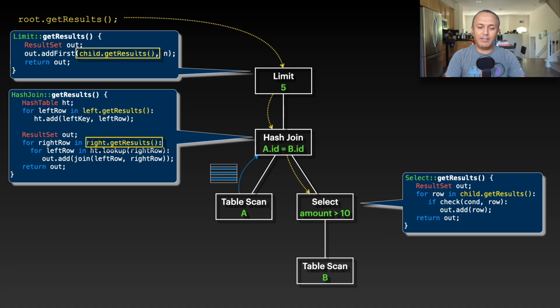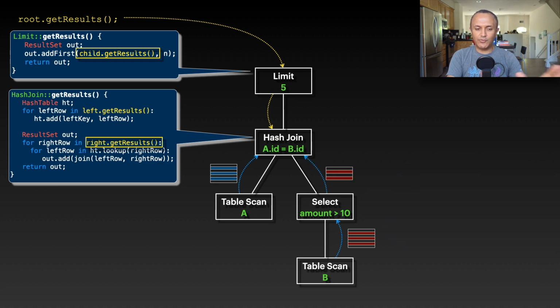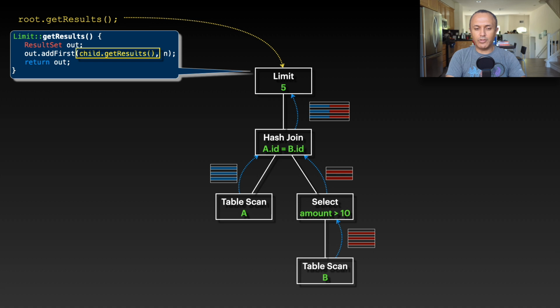That means the select operation also needs to start calling getResults on its own child, which is the table scan. This returns a bunch of rows to the select. Select will start applying the condition on each of these. The ones that satisfy the condition are going to be returned. So this is going to go back to the hash join. The hash join will start iterating on those, looking them up in the hash table. Whatever data matches is going to produce joined rows and return those to the caller. The caller is the limit.